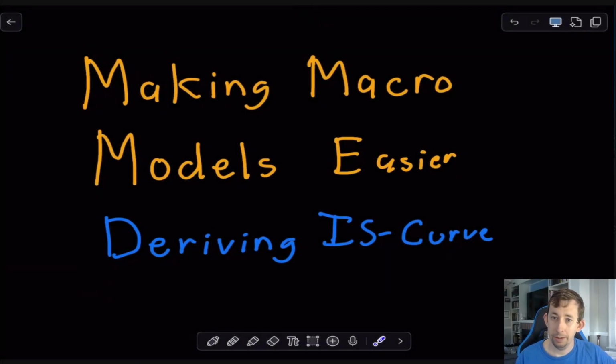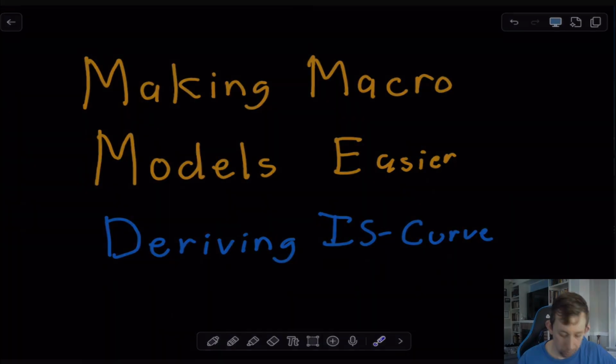Today I'm going to continue my series on making macro models easier. Today I'm talking about the ISLM model, and we're going to derive the IS curve using that two-period model that we developed in a previous video. So what's our goal here?